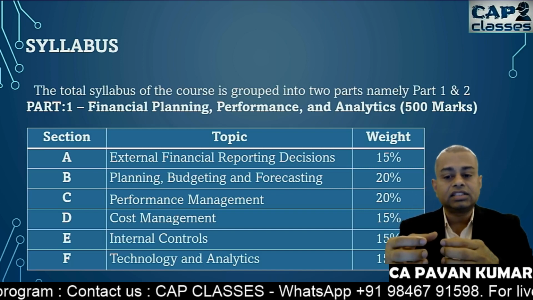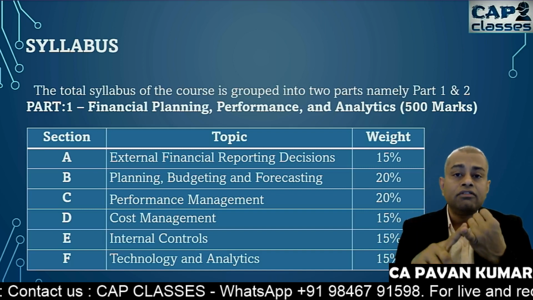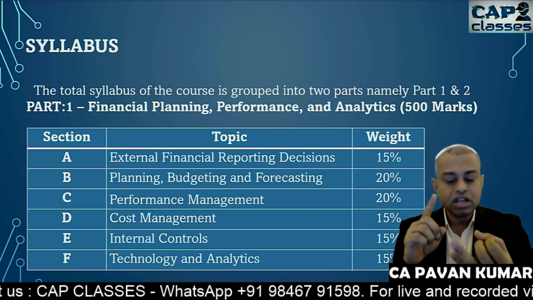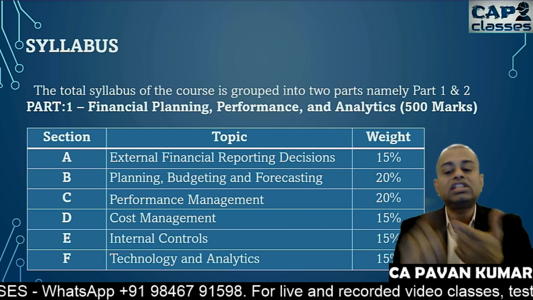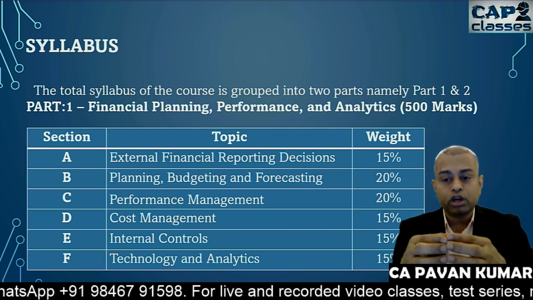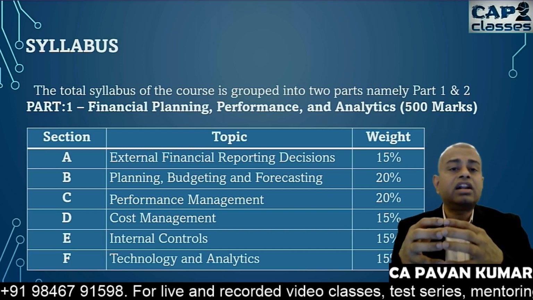So these are the areas. What are they? You have external financial reporting decisions, you have planning budgeting, you have performance management, you have cost management, you have internal controls, and you have technology and analytics. This put together is one part of the 500 marks exam.